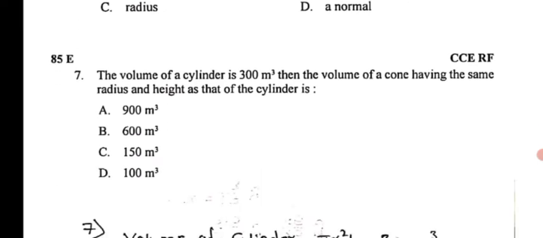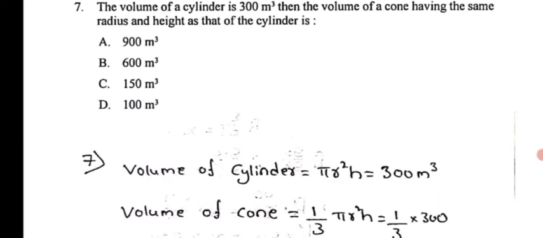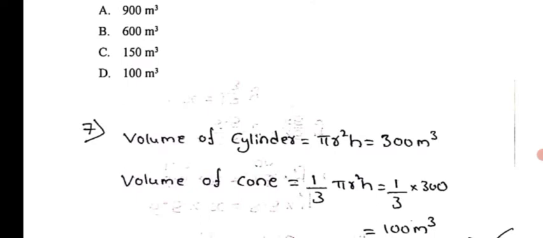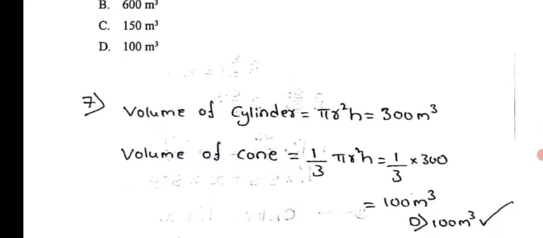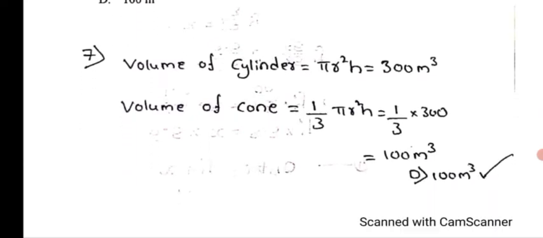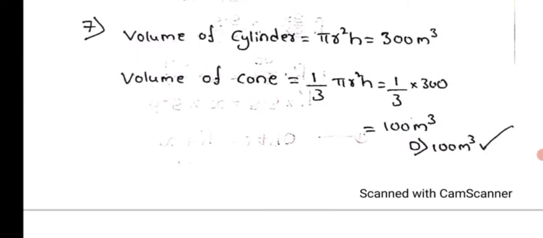Next, seventh question. The volume of a cylinder is 300 meter cube. Then the volume of a cone having the same radius and height as that of the cylinder is. Okay. So volume of the cylinder is pi r square h, which is equal to 300 meter cube. It is given. Then the volume of the cone formula is 1 by 3 pi r square h. So we know pi r square h is equal to 300 meter cube.